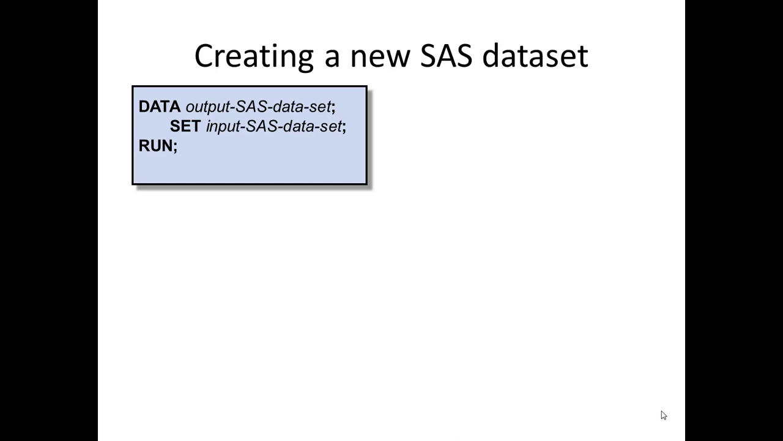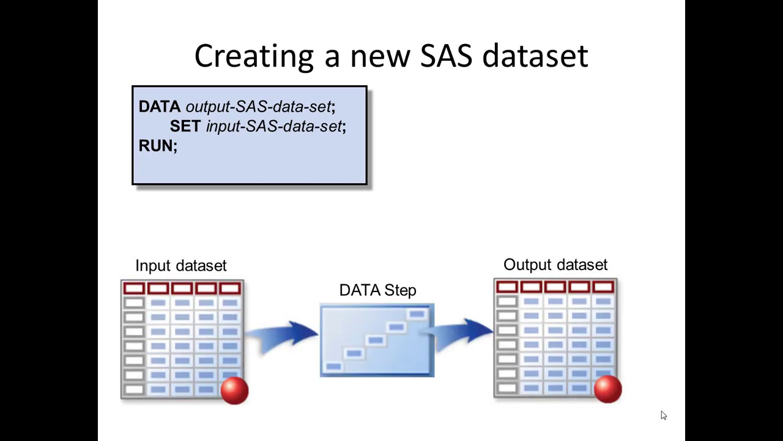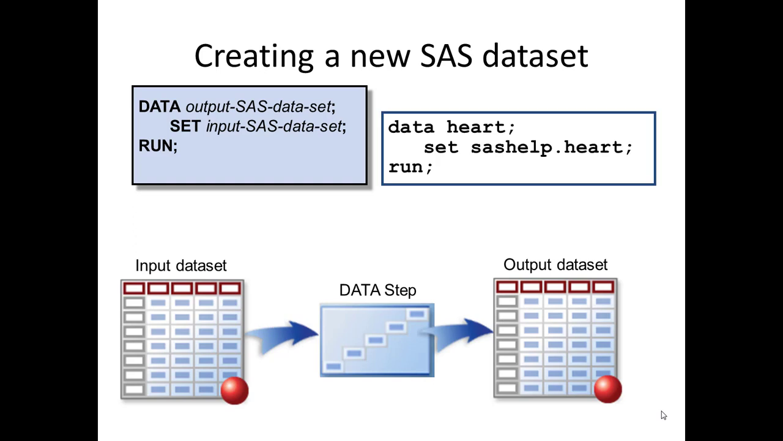So it starts with the data, and then we say what is the output or the new dataset name. The set statement is where we put the input dataset name, so that's the already existing SAS dataset, and then we press run. And this, as I said, uses the input dataset, processes the data step, and then outputs the dataset itself. So here's an example code in which case we are creating a brand new dataset called HDAT, and we're using a dataset from the SAS help library called HDAT as well. So that's our input and that's our output dataset.